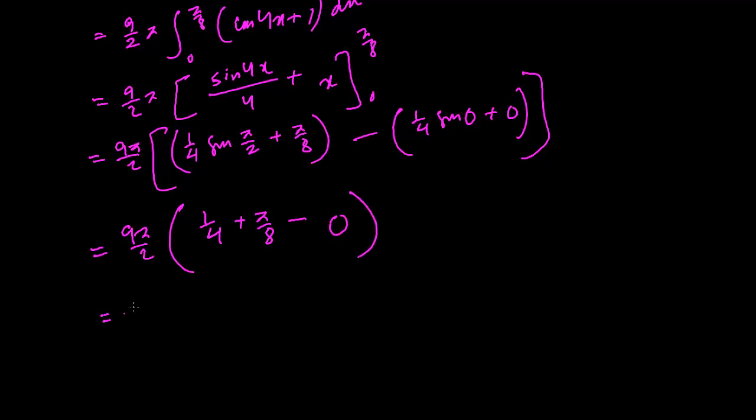So if we simplify this, this is going to be 9 pi by 4 into 8 plus 9 pi into pi is pi squared, 2 into 8 is 16. And that is the answer. This is the exact format of the answer.